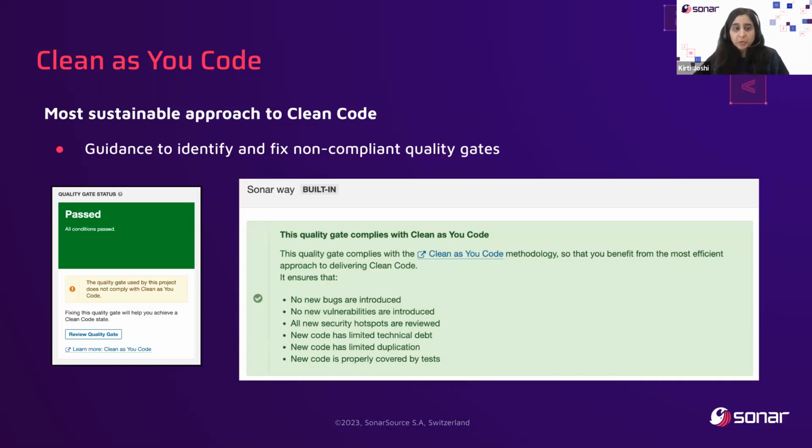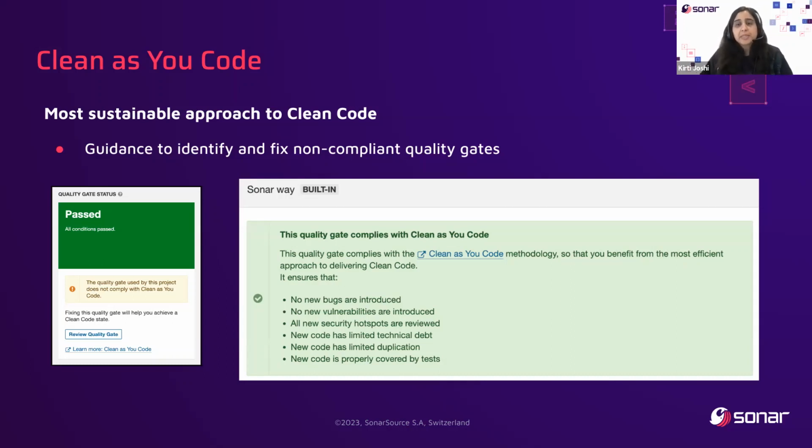If you're not aware of those, the first one is that you only focus on the code that you're adding or changing. And you make sure that it follows a few simple conditions that are probably listed here too: that no new bugs are introduced, no new vulnerabilities are introduced, all of your security hotspots are reviewed, and there is limited technical debt as well. And then the second condition is that you don't push this code to production unless your quality gate passes, unless your quality gate is green.